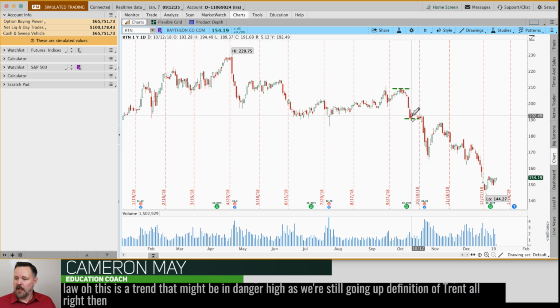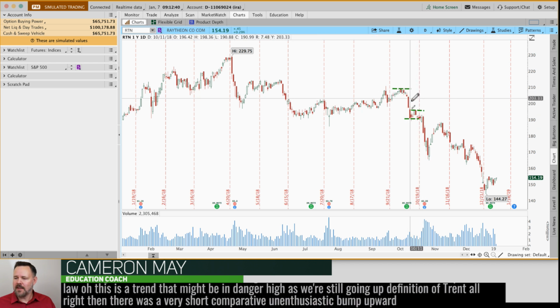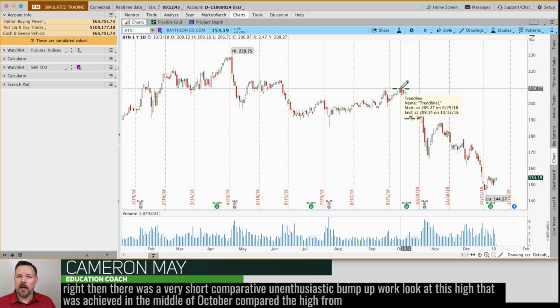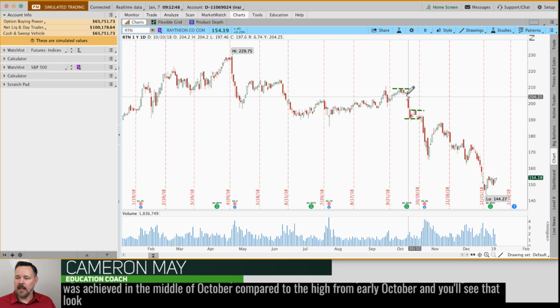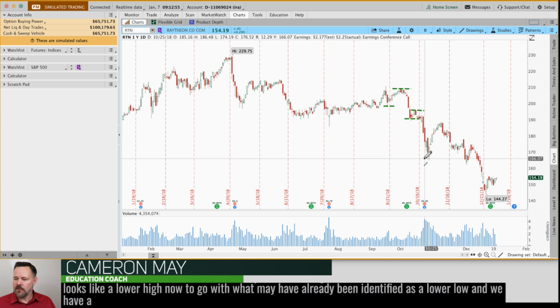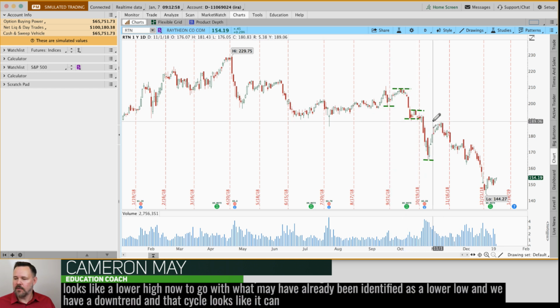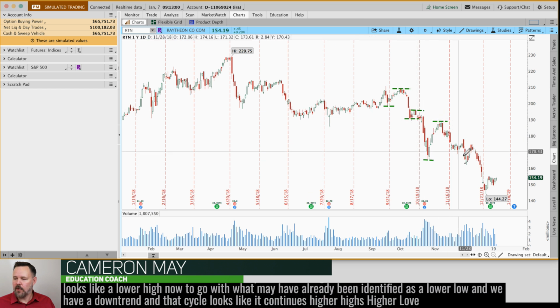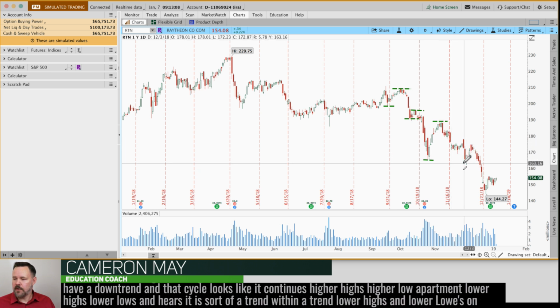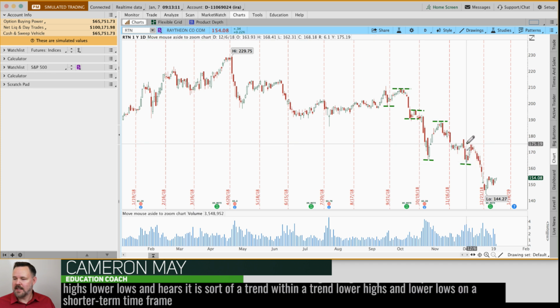All right. Then there was a very short, comparatively unenthusiastic bump upward. Look at this high that was achieved in the middle of October compared to the high from early October. And you'll see that looks like a lower high. Now to go with what may have already been identified as a lower low, and we have a downtrend, and that cycle looks like it continues. Higher highs, lower highs, lower lows. And here's sort of a trend within a trend. Lower highs and lower lows on a shorter term time frame, but continuing downward.